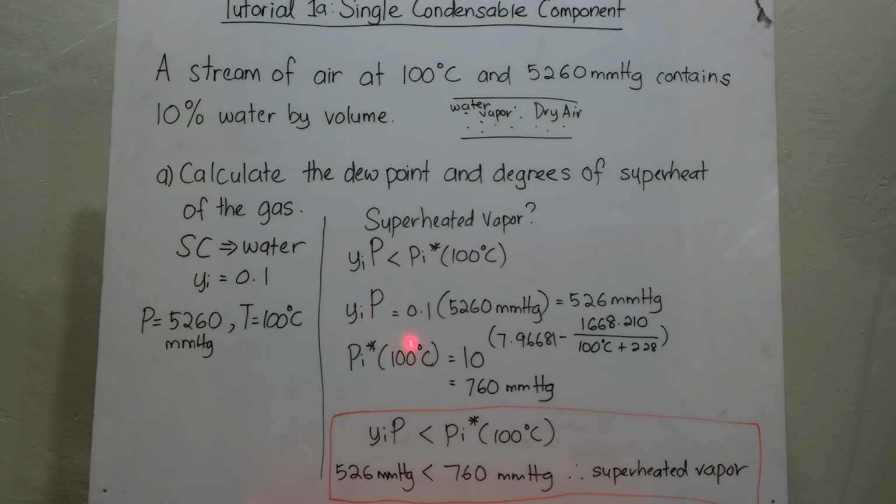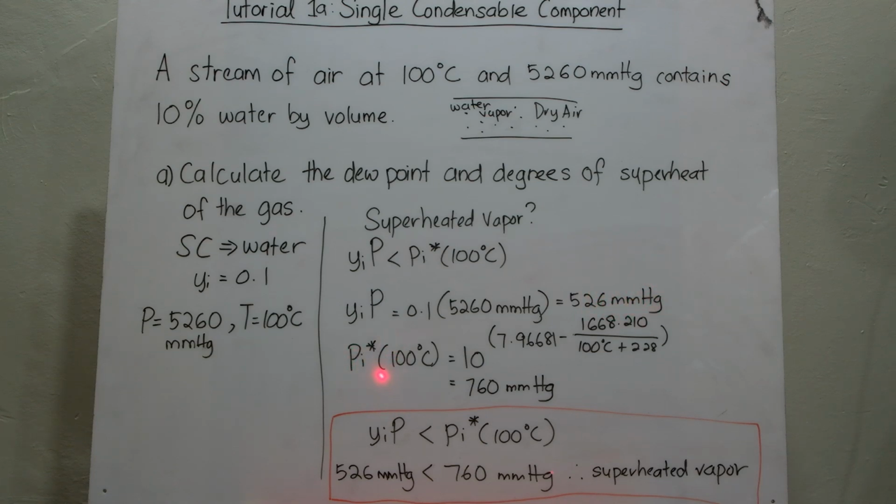Then we calculate the partial pressure of water in this system. Because the single condensable is water, we take the vapor mole fraction times the pressure of the system. So we get the partial pressure of water in this stream of gas as 526 millimeter mercury.